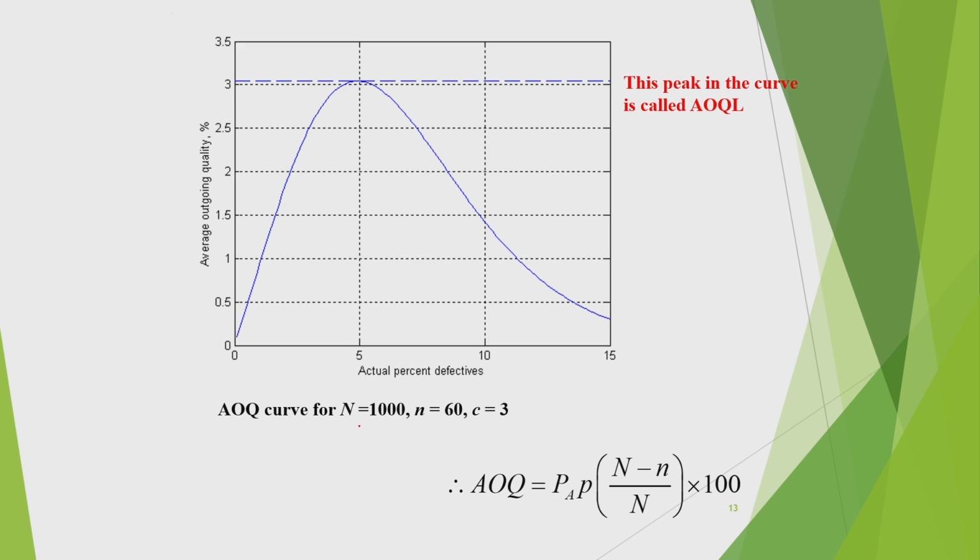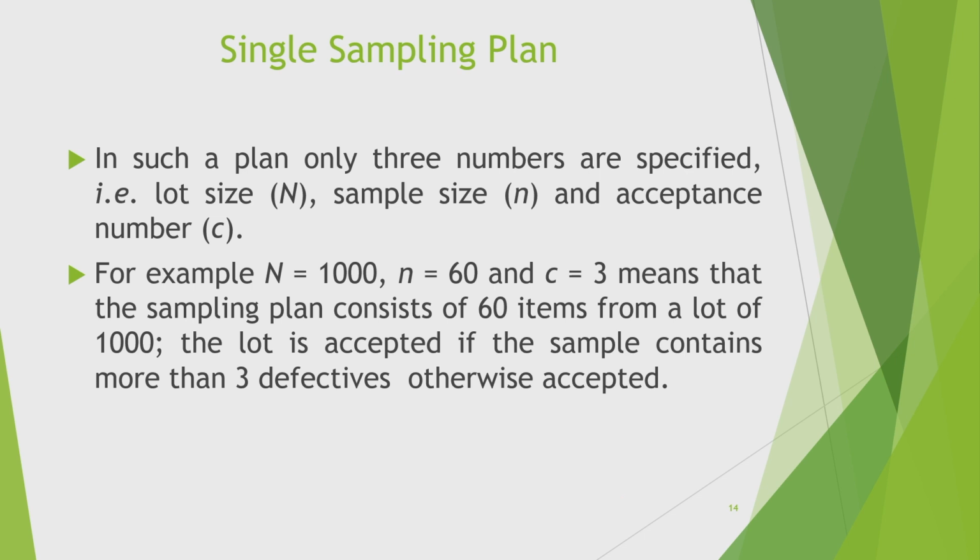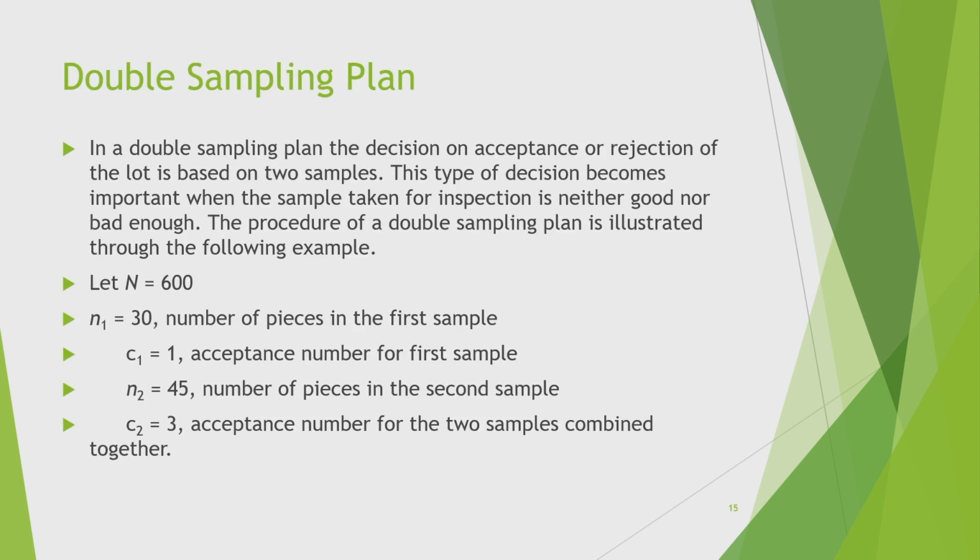So AOQ curve for lot size N equal to 1000, n equal to 60, c equal to 3, is like this. Now we have talked about the single sampling plan. In such a plan, only three numbers are specified: lot size N, sample size n, and acceptance number c. For example, N equal to 1000, n equal to 60, and c equal to 3 means that the sampling plan consists of 60 items from a lot of 1000. The lot is rejected if the sample contains more than 3 defectives, otherwise accepted.